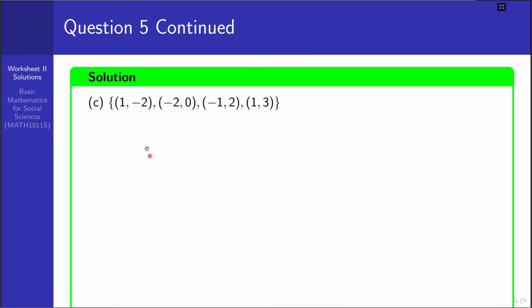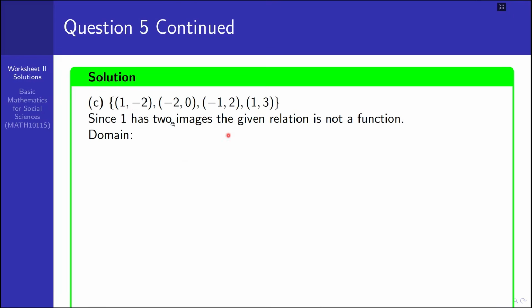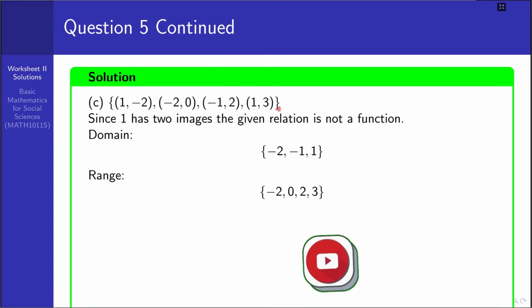The next one, that is C, we have this one. Again this is not a function, because 1 has two images which are minus 2 and positive 3, therefore it is not a function. Anyways the domain is simply 1, minus 2, minus 1, and the range is minus 2, 0 to 1, or in arranged form minus 2, 0, 3 could be the range of this relation.